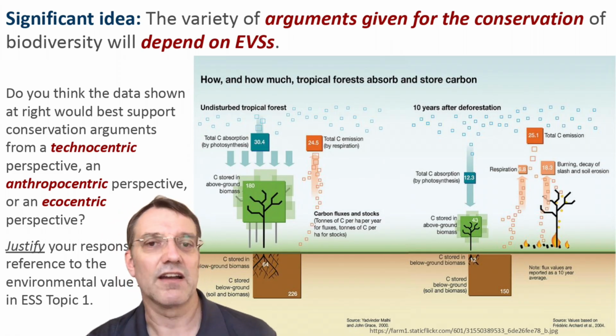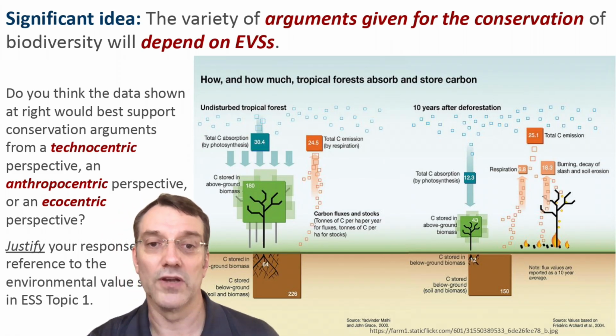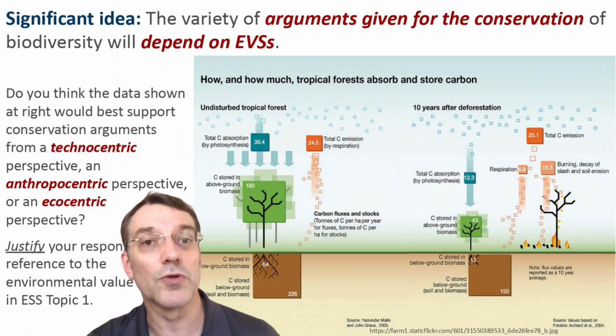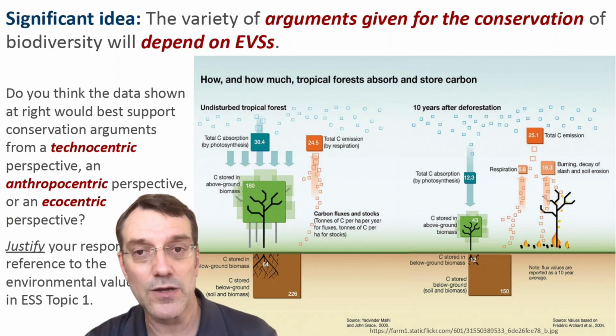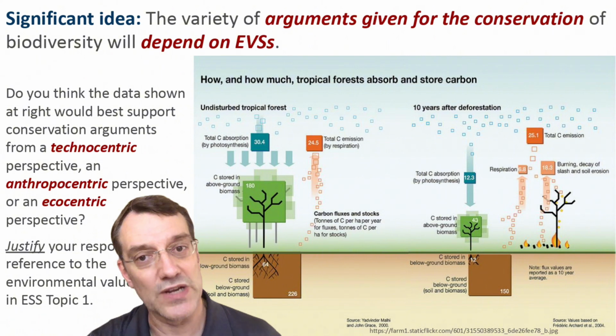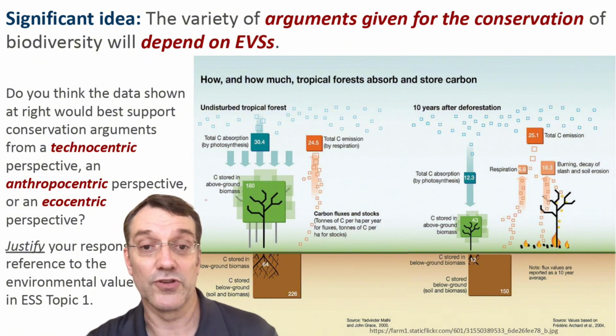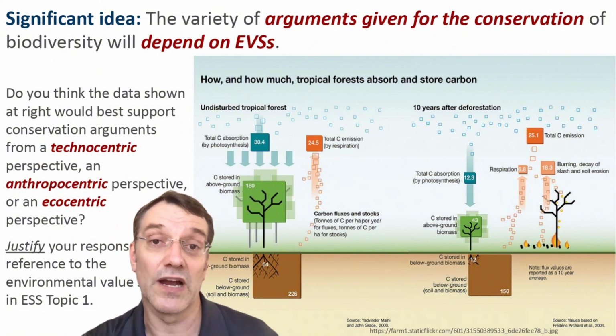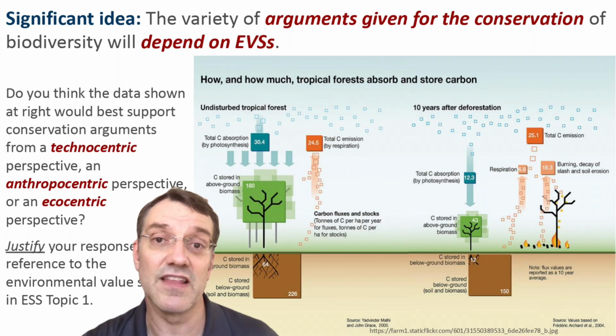When we look at this diagram of carbon storage in tropical forests, we can see how an anthropocentric perspective might focus on the ecosystem service of carbon sequestration. But an ecocentric view might emphasize the intrinsic right of those forests and everything that lives in them to exist.